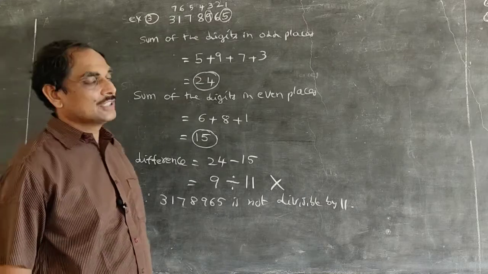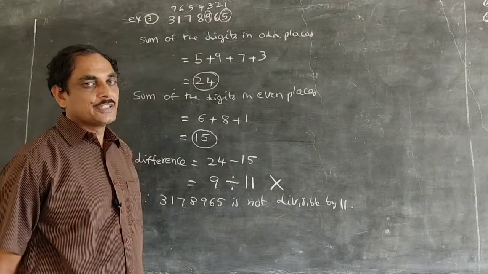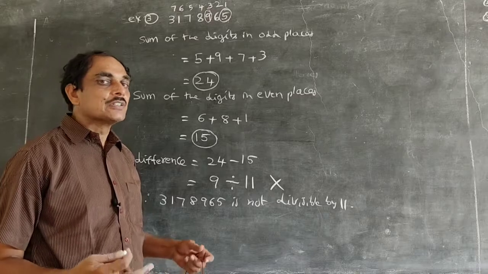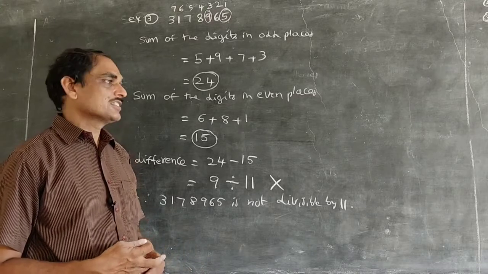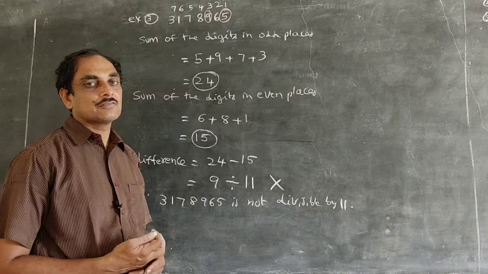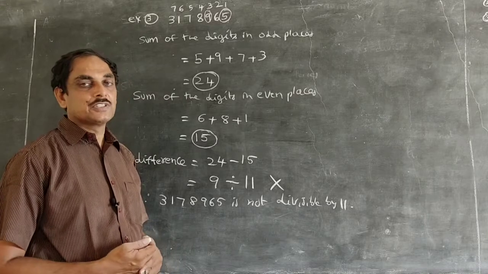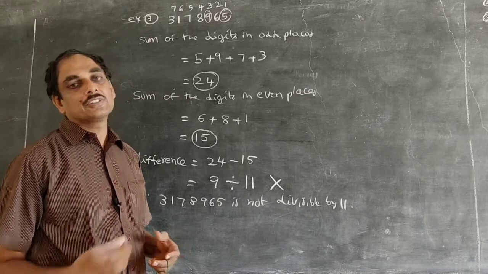So in this session, we discussed the divisibility rule for 7 and the divisibility rule for 12. So this session is over. In the next session, we go to the remaining divisibility rules and the problems related to divisibility rules.